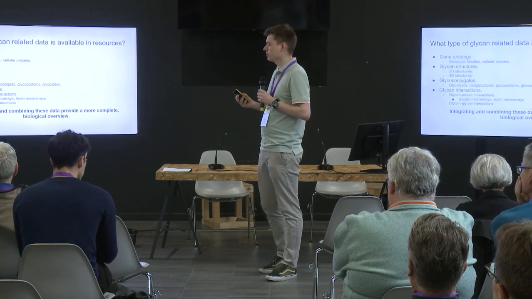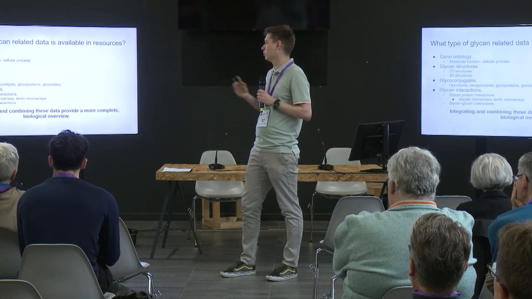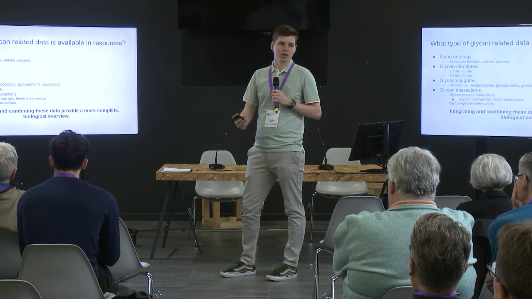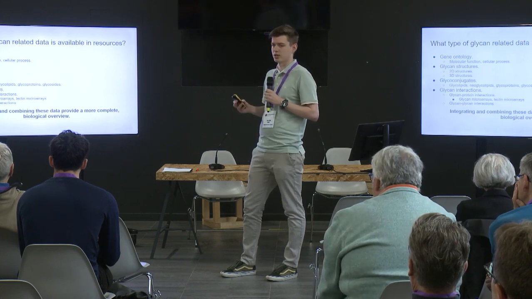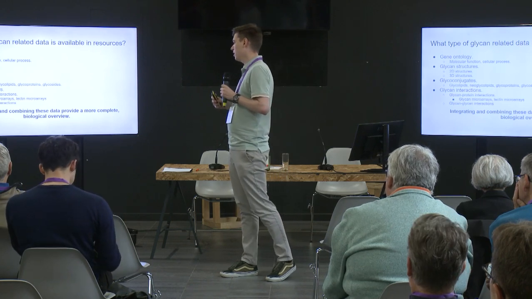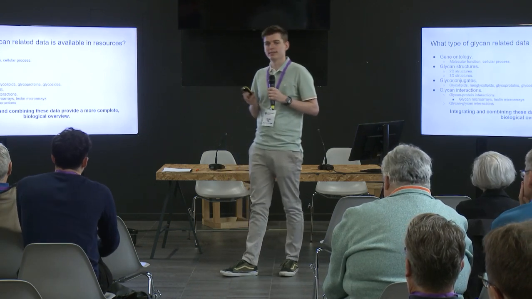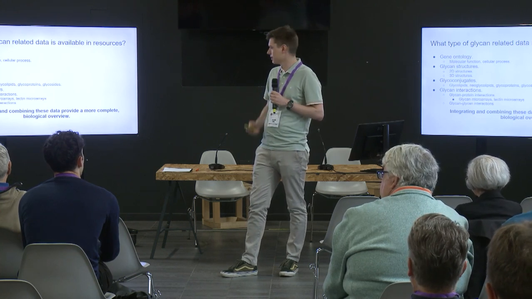We have glycoconjugates. These are glycans which are attached to other biological macromolecules. So for example, glycolipids and glycoproteins, with glycans attached to lipids and proteins respectively. And then we have this idea of glycan interactions. So whether that be glycan-glycan interactions or glycan-protein interactions. And through integrating and combining all of these together, it gives us a more complete biological overview of these processes.